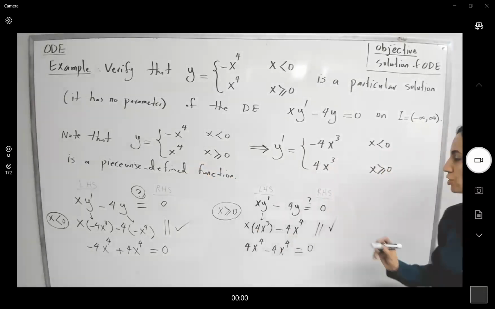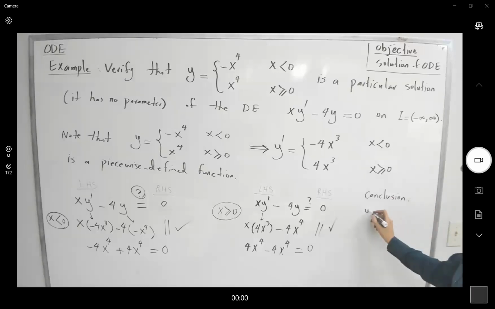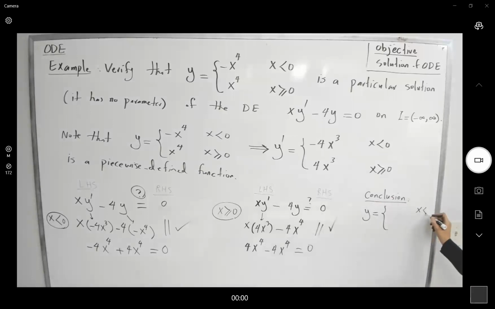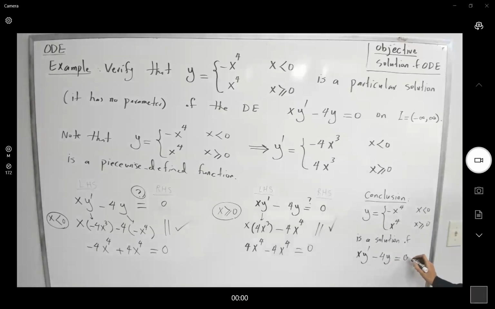So what's the conclusion? The conclusion is y equals negative x to the fourth if x is negative, and x to the fourth if x is larger than or equal to 0, is a solution of the differential equation, which is xy prime minus 4y equals 0. This is our conclusion here.